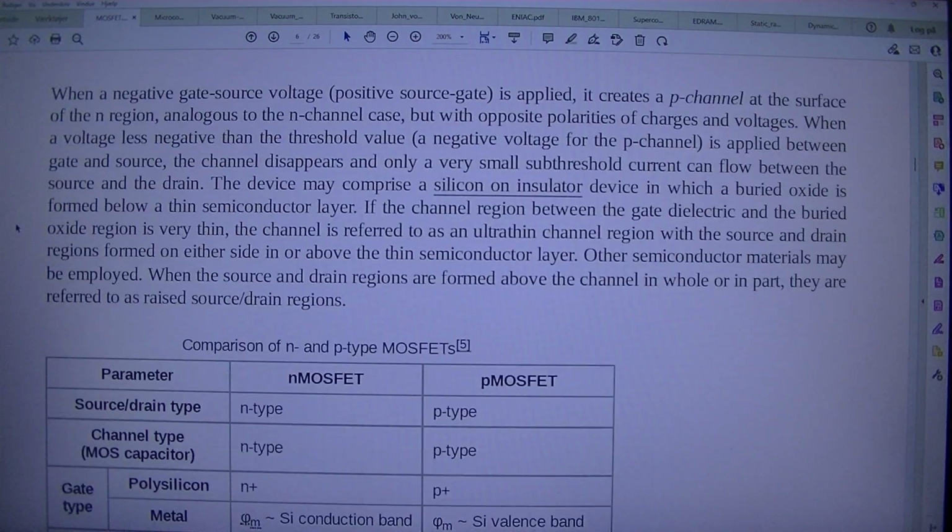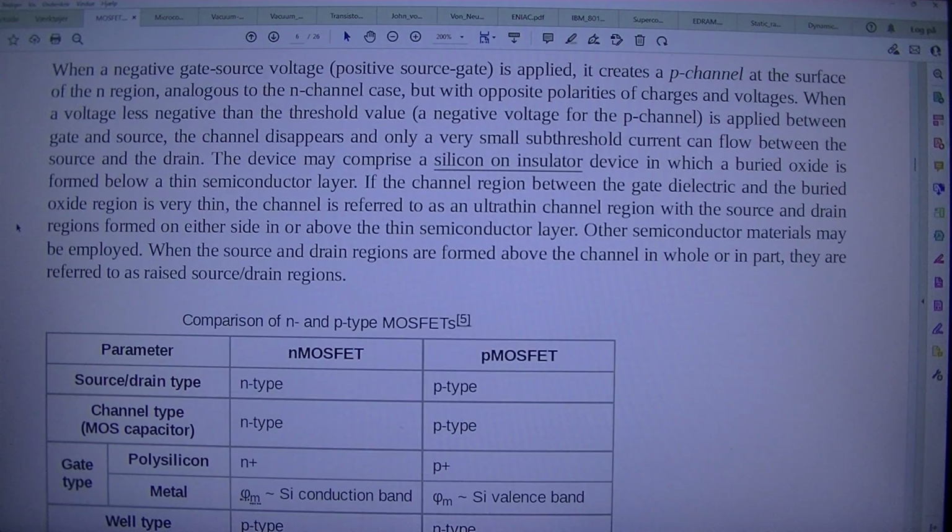When a negative gate-source voltage, positive source-gate, is applied, it creates a P-channel at the surface of the N region, analogous to the N-channel case, but with opposite polarities of charges and voltages. When a voltage less negative than the threshold value, a negative voltage for the P-channel, is applied between gate and source, the channel disappears and only a very small subthreshold current can flow between the source and the drain.